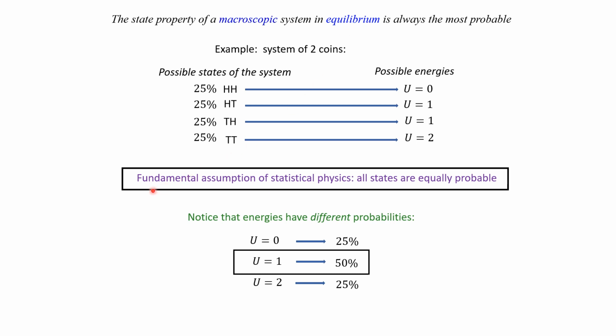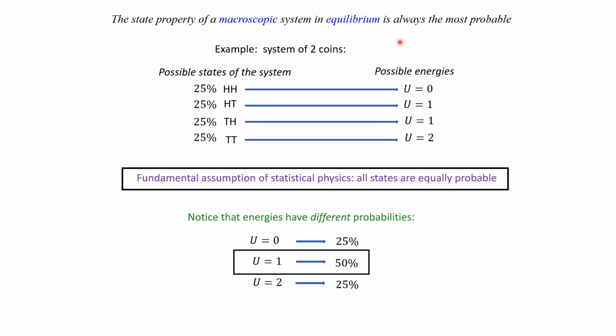But according to the fundamental assumption of statistical physics, all states are equally probable. So if we make a measurement in this system and find it to be in this state, the fundamental assumption entails that after some time we take another measurement in the system and we can find it in this state or in this state or in this state with equal probability, since all states are equally probable.